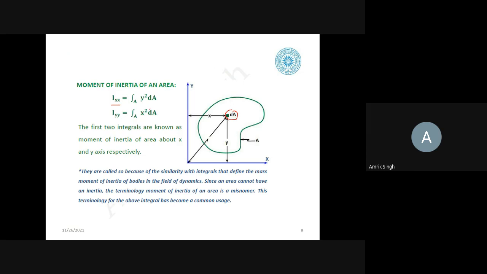So that means if we are taking the moment of inertia about the x-axis, the distance is from the x-axis, so this distance square into dA. And if we are taking about y-y, then from y the distance is x, so it is x square. You must remember this. These two integrals are known as the moment of inertia about x and the moment of inertia about y.